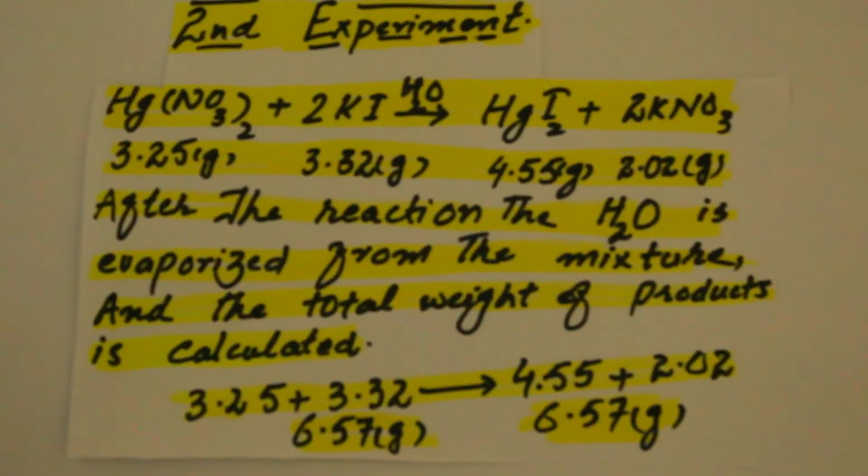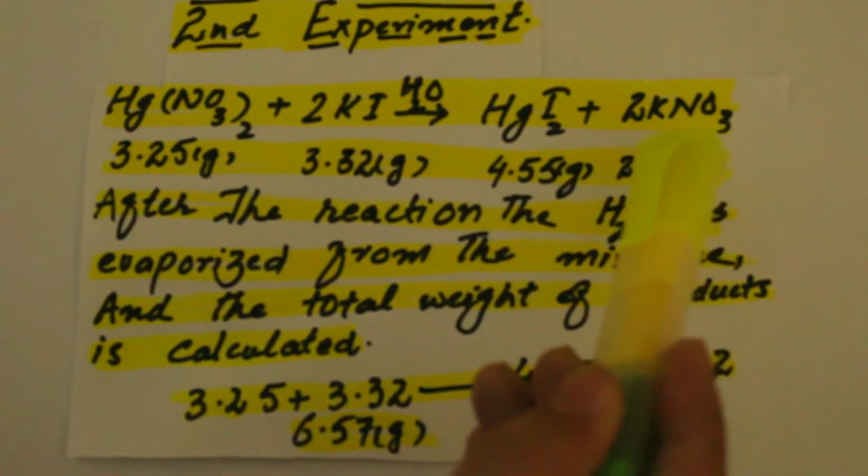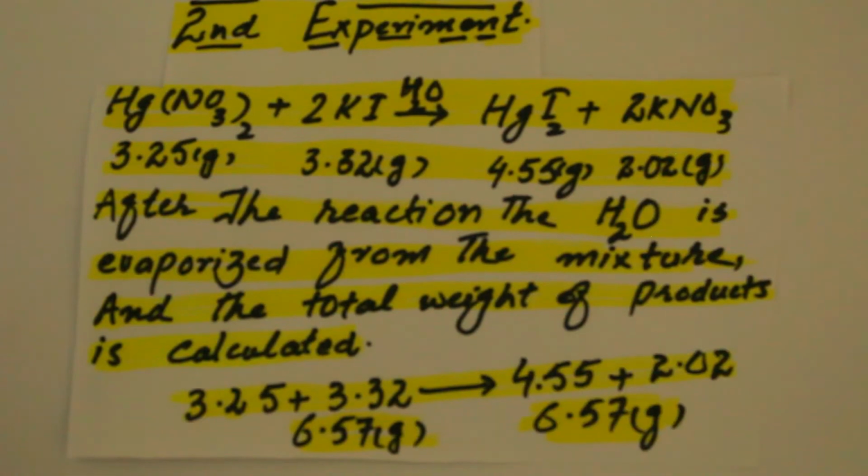The second experiment we can do to verify this law is the reaction between mercuric nitrate and potassium iodide in the presence of water as a medium. Because water acts as a medium, it provides mobility to the counter ions. They strike each other and react with each other. After the reaction, we can see mercuric iodide and potassium nitrate on the product side.